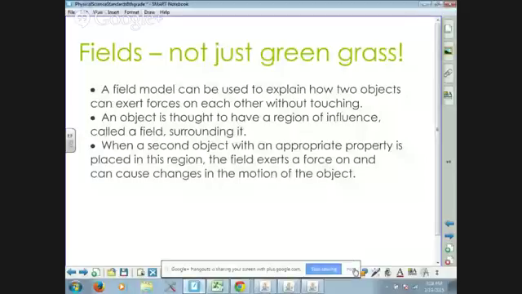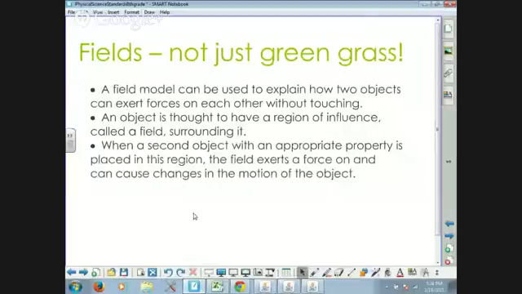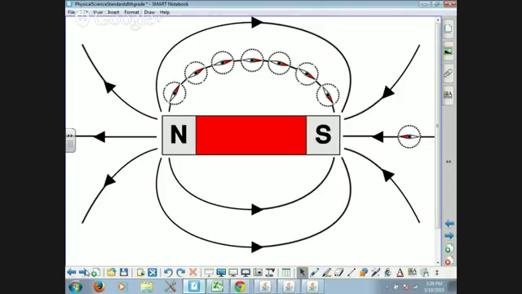So when we're talking about fields of influence, we're also looking at the second object having an appropriate property. Now, what's great about this is you guys are really good with your properties. So if I have a piece of paper, that's not magnetic. So I can have a magnet really close to a piece of paper, but it's not going to be influenced by the magnet at all because it doesn't have the appropriate property.